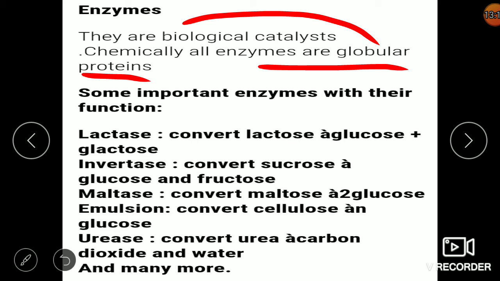Then invertase converts sucrose to glucose and fructose. Maltase converts maltose to two glucose units. These three we have already studied. Then emulsin converts cellulose into glucose. Urease converts urea to carbon dioxide and water, and many more are there. Okay, so these are some important enzymes. Mark one thing, the name of an enzyme always ends with -ase. Lactase, invertase, like that.